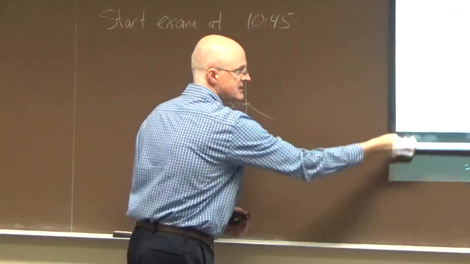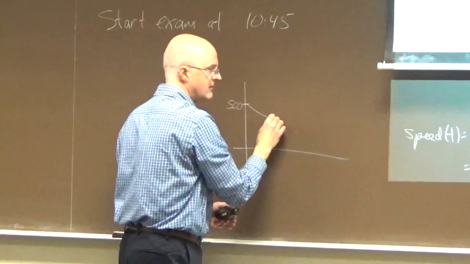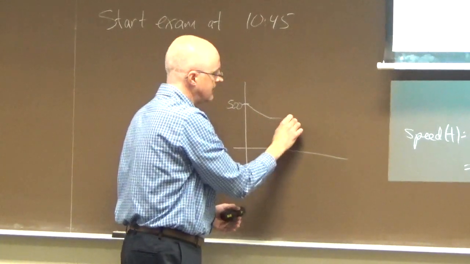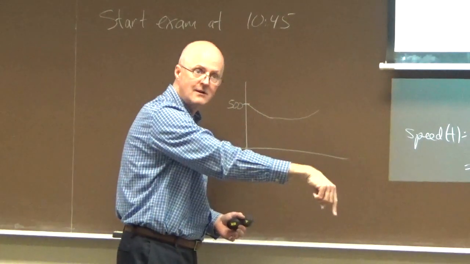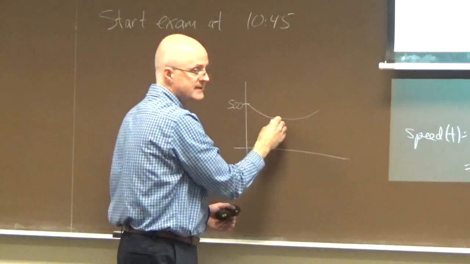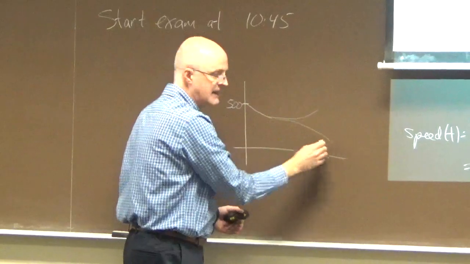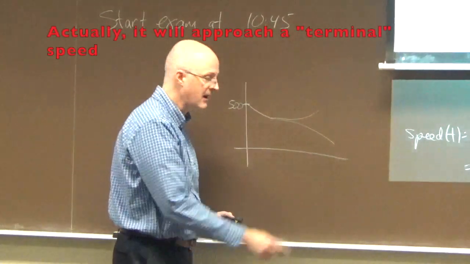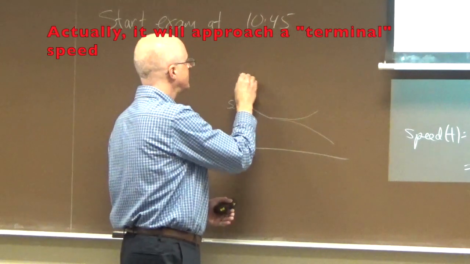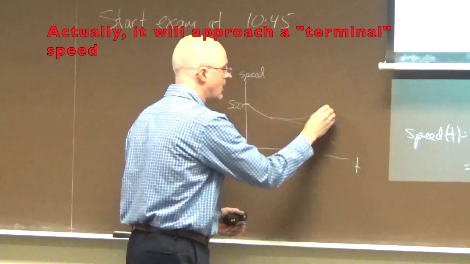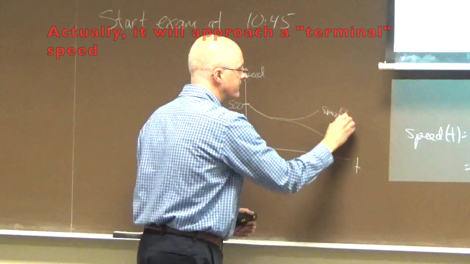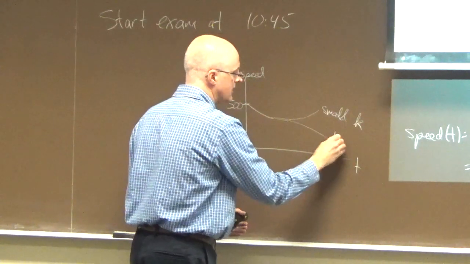If the air resistance is real low, very little air resistance, it'll probably go back up now as the cannonball, say, heads back toward the ground. But if there's a lot of air resistance, like with the feather, it's probably going to keep going down. So depending on what k is, the graph of the speed versus time is going to look like one of these things. This is small k, and this would be large k.